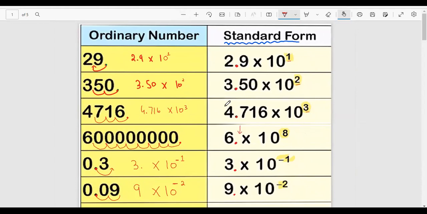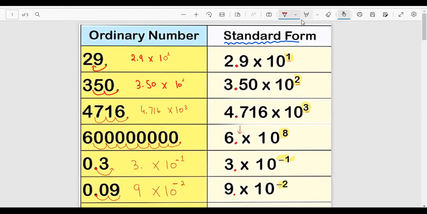Any confusions with this part, with the first part of the discussion? No. All right. Okay, great. Excellent. So we know how to convert an ordinary number to standard form. How do we convert a number in standard form to ordinary number? That's completely different. Okay. Please keep the left right thing for this part.